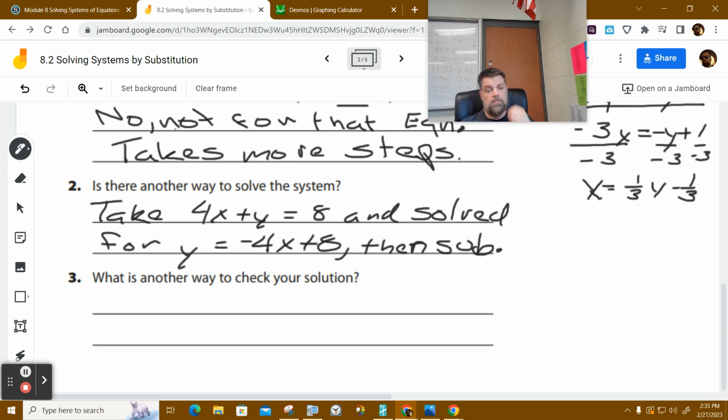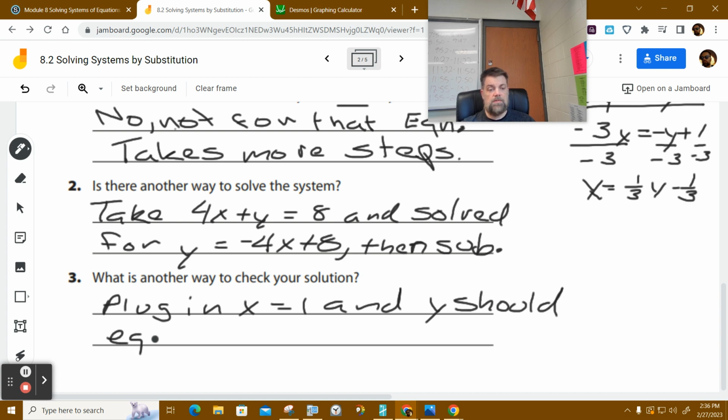Is there another way to check your solution? Plug in x equals 1 and y should equal 4 for both equations. Does that make sense?